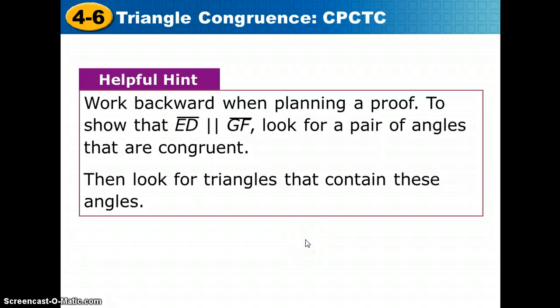Here's a helpful hint. Work backwards when we're planning a proof. To show that, for example, ED is parallel to GF, look for a pair of angles that are congruent. So we can use the alternate interior angles converse, or the same side interior angles converse if they're supplementary, or something like that, so that we can prove the lines are parallel. Then look for the triangles to contain these angles.